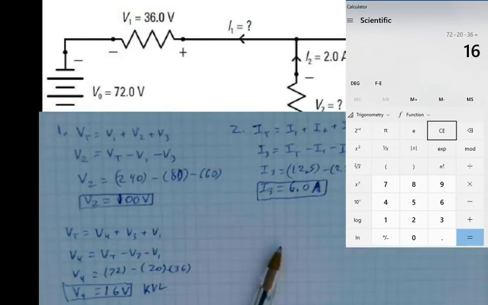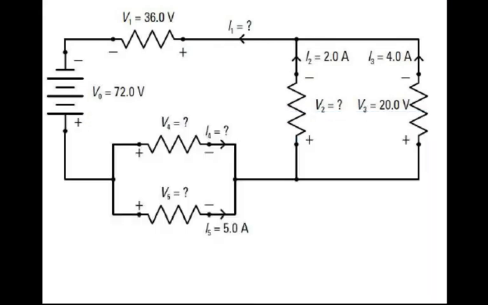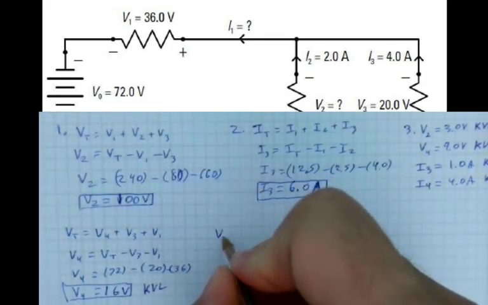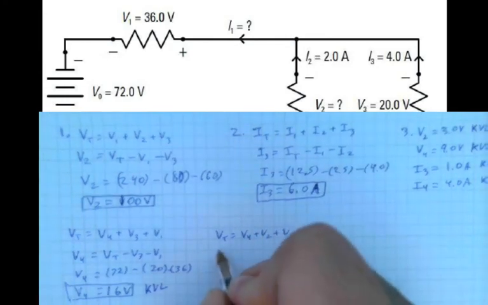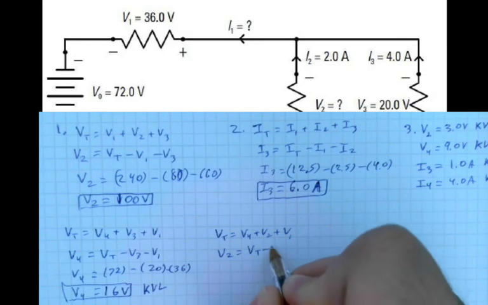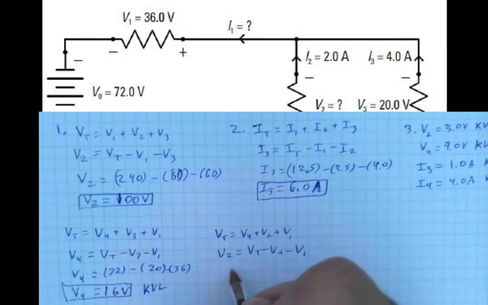Now let's look at that information. Since I have V4, I can now solve for V2. 72 minus 16, and then I have my V2 here, and minus 36. So to solve for that, Vt equals V4 plus V2 plus V1, and V2 equals Vt minus V4 minus V1.